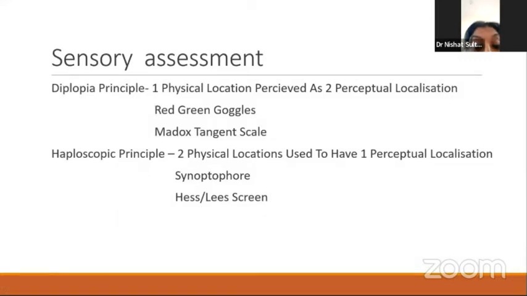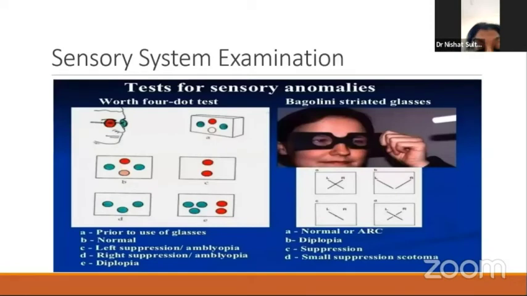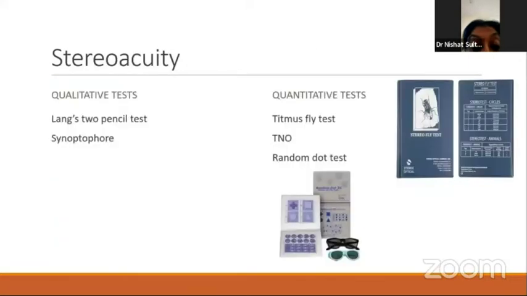So once you're done with the motor assessment, you need to know what is the sensory impact of the squint that you're dealing with. So basically, it can be measured in two types of methods. One is the diplopia principle and one is the haploscopic principle. So in diplopia principle, basically, you use one physical location which is split into two perceptions. And in haploscopic, there are two physical locations which the patient is supposed to match. Yeah, so these are some of the common examples, the Worth 4-dot test and the Bagolini striated glasses, which gives you a fair idea about the sensory status of the eyes.